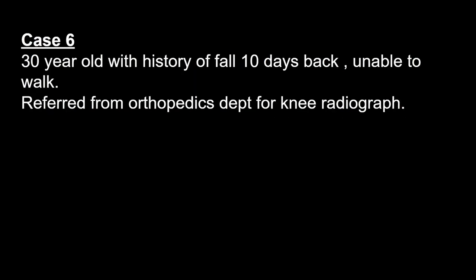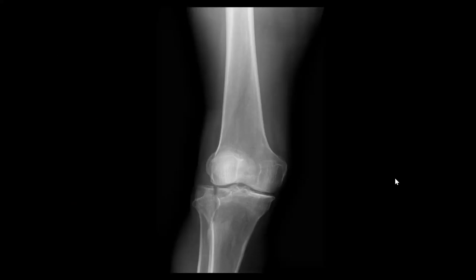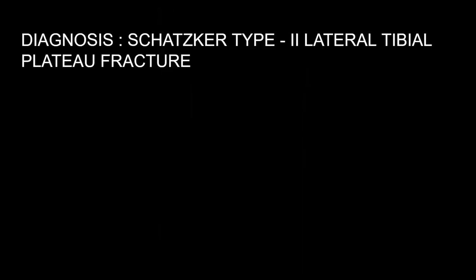Coming to case 6, a 30-year-old with history of fall, tenderness, unable to walk, referred from the orthopedics department for knee radiograph. Radiograph of right knee joint shows mildly displaced wedge-shaped fracture of lateral tibial plateau. Bone density appears normal, alignment of rest of the bones is normal. Based on radiographic findings, diagnosis was given as Schatzker type 2 lateral tibial plateau fracture.